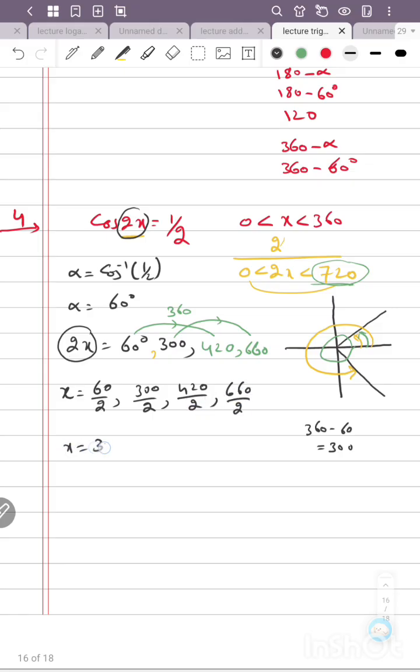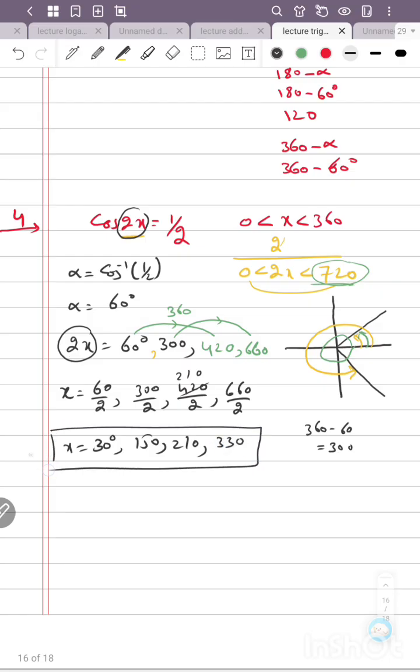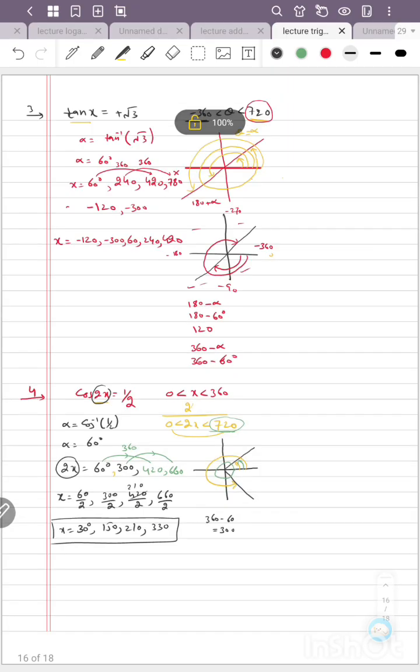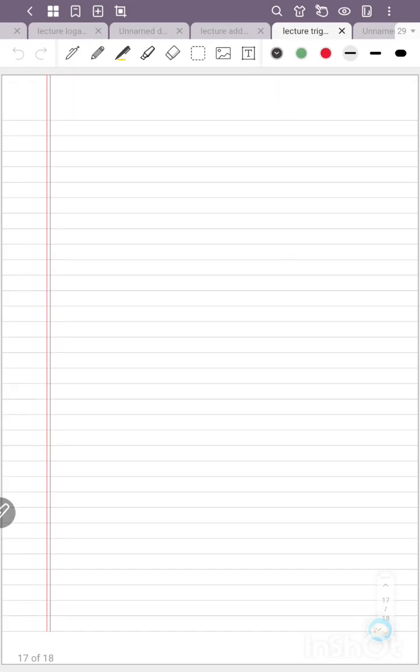We get the answer is 30 degree, 150 degree, 420 means we have 210, and here is 330. We get all these answers. Hopefully, dear student, you can understand this difficulty level of questions. Okay, we will move forward.